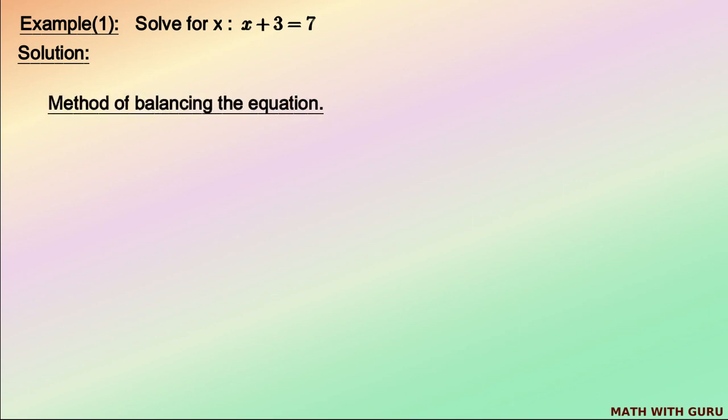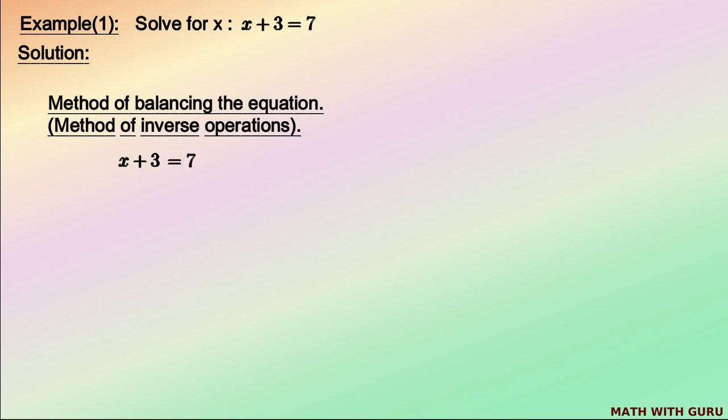This can also be called method of balancing the equation or method of inverse operations. Let us write down the equation. X plus 3 equals 7. On the left hand side, we have x plus 3. We need only x on the left hand side. We should get rid of plus 3. How do we do that? We subtract 3 from both the sides.